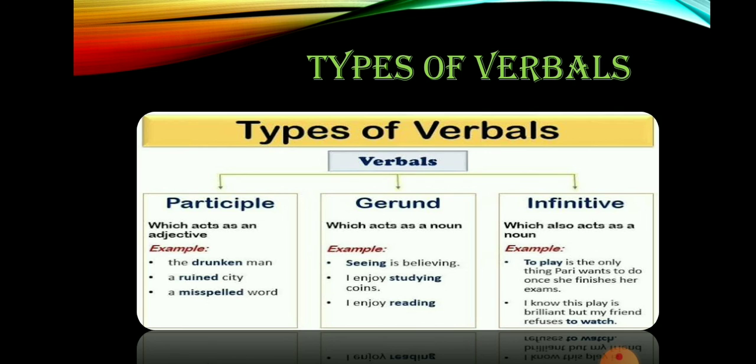The third situation is infinitive. It means it is a kind of verb that acts as a noun once again, but here ing is not used. Here we use two type of things, that is the first form of the verb or to plus first form of the verb.